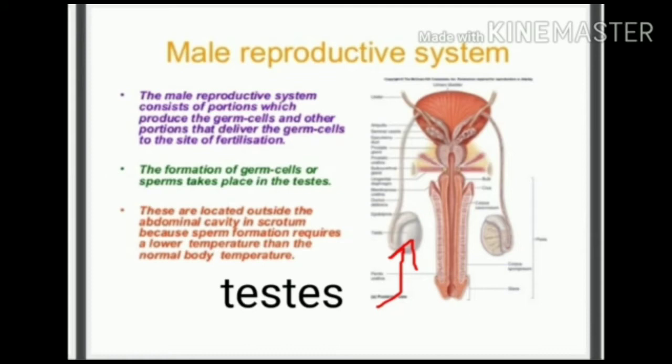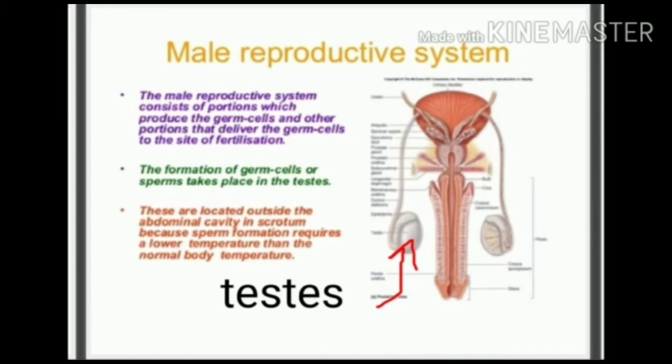The male reproductive system consists of a portion which produces the germ cell and a portion that delivers the germ cell to the site of fertilization. The formation of the germ cells takes place in the testes. You can see here in this figure. These testes are located outside the abdominal cavity, in the scrotum, because sperm formation requires a lower temperature than the normal body temperature.